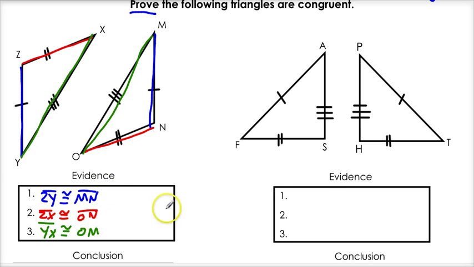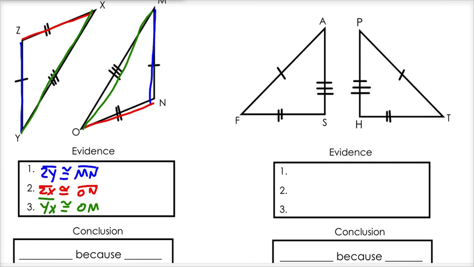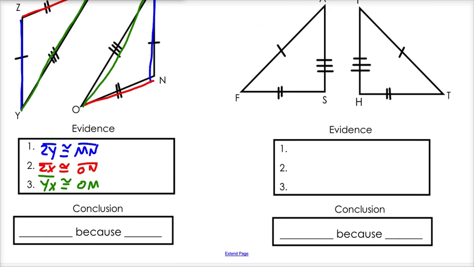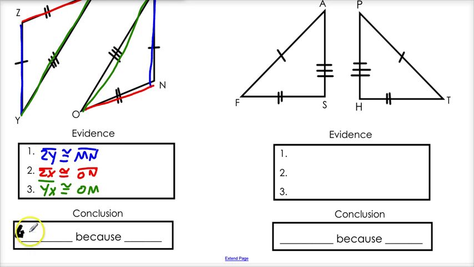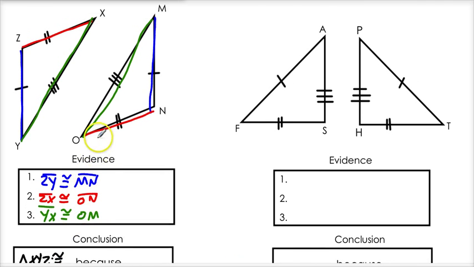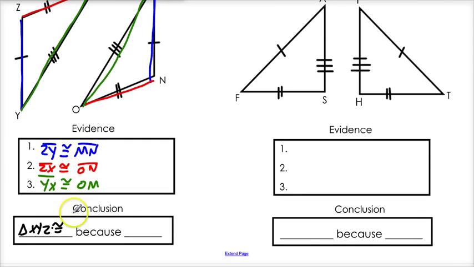And because I have three congruent sides here, I now can write the conclusion that triangle XYZ is congruent to triangle MNO. And why? Because of side-side-side.